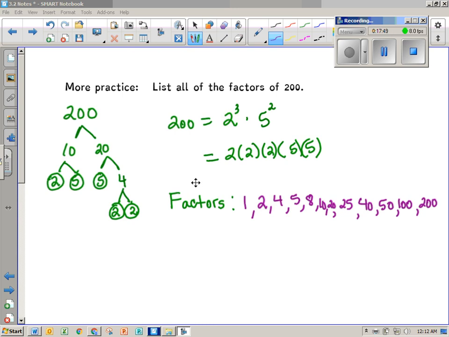11's not in the list. 12, there are no factors that multiply to be 12. 13's not in the list. 14, no product equals 14. 15, no. 16, no. I'd have to have 4 2's. 17, nope, it's not in the list. 18, and now I'm right back up to 20. So there's not any between 10 and 20. So this is your list of factors for 200.